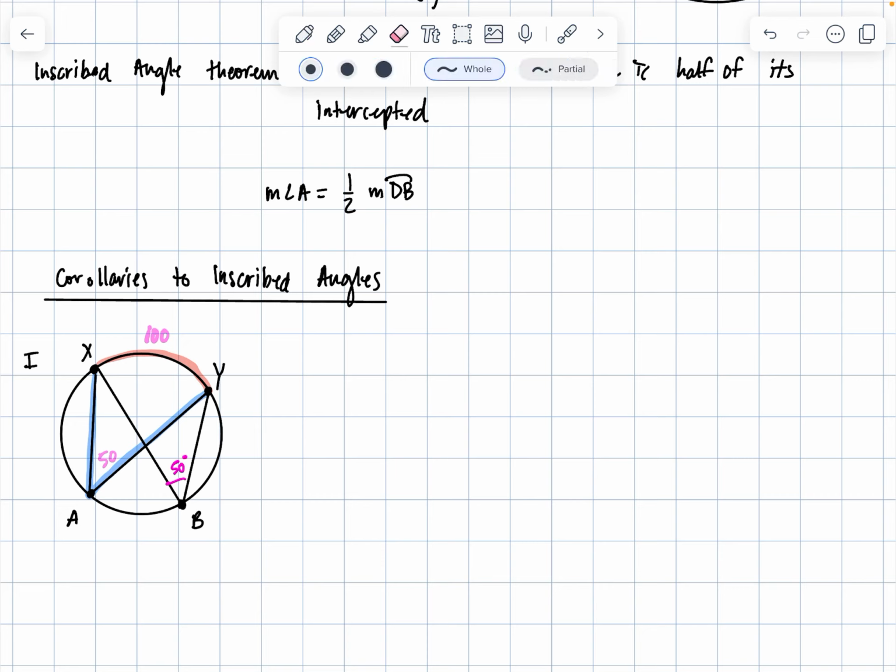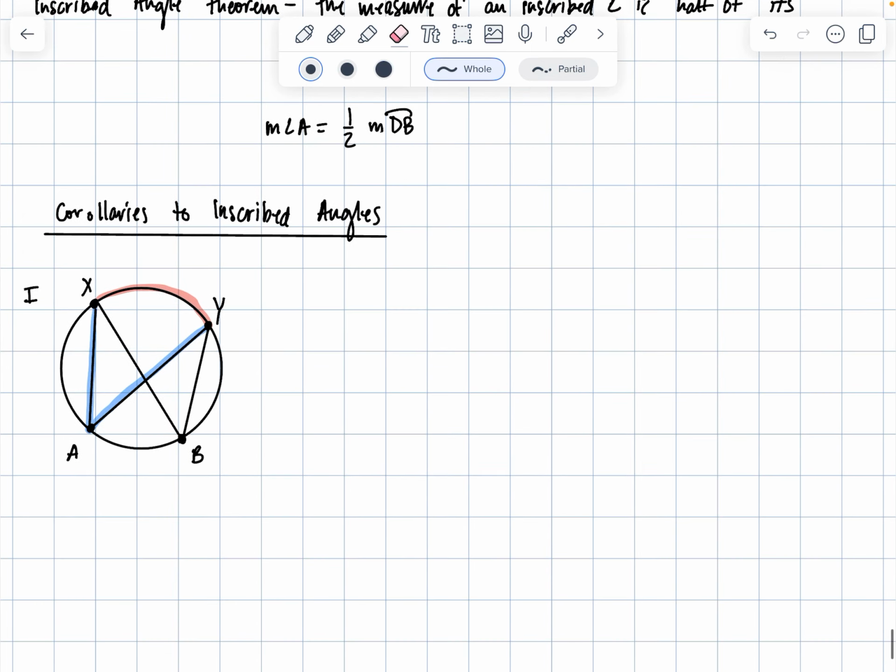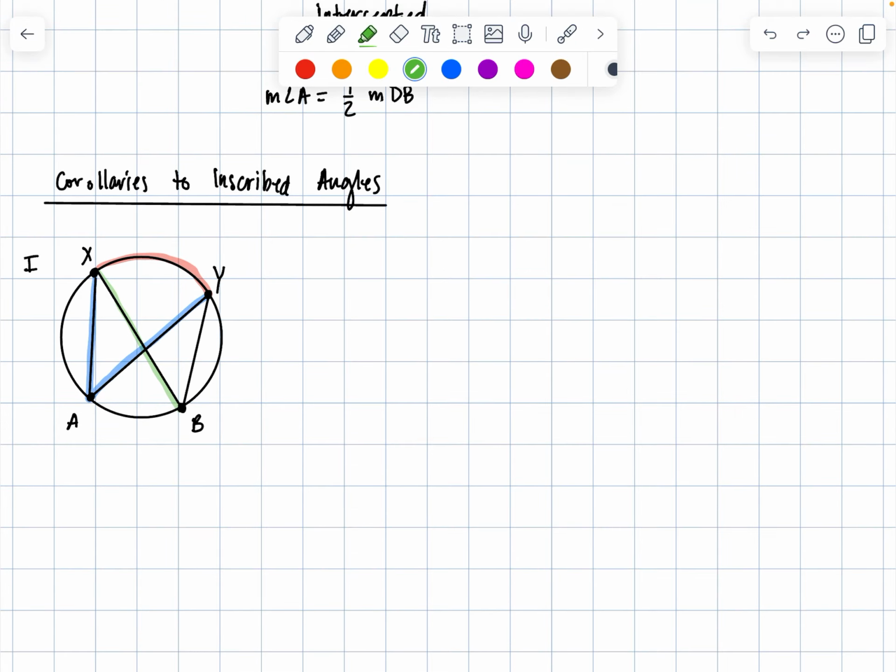Now, these are numerical examples. These were in pink. You didn't have to copy it down. But we should know that if two inscribed angles have the exact same intercepted arc, or congruent intercepted arcs, then their measures will be congruent. Okay? So let's actually write this out.